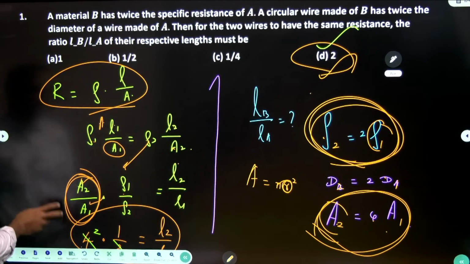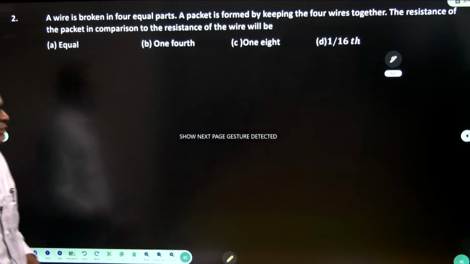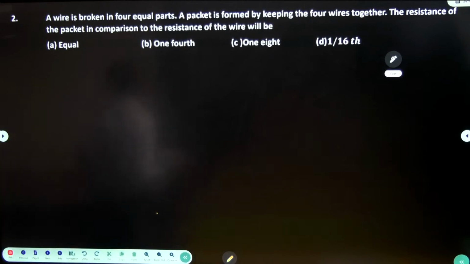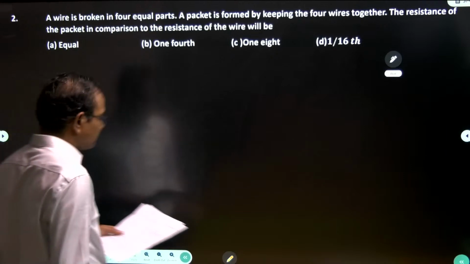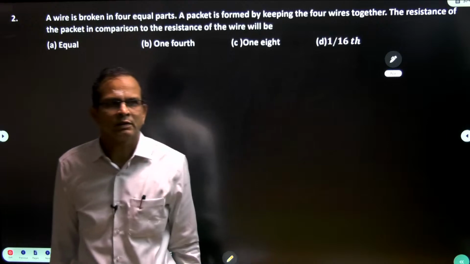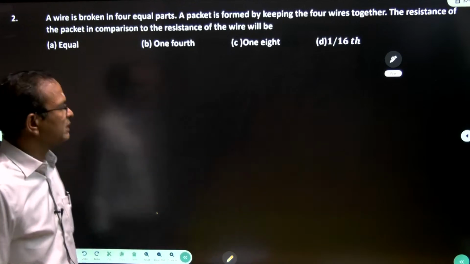Go to the next question. Question number 2. Go ahead, please. Is it the second option or the fourth option, Kanna? Fourth option. Super. That's right.